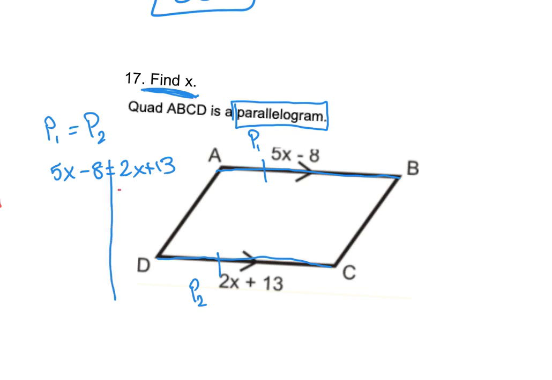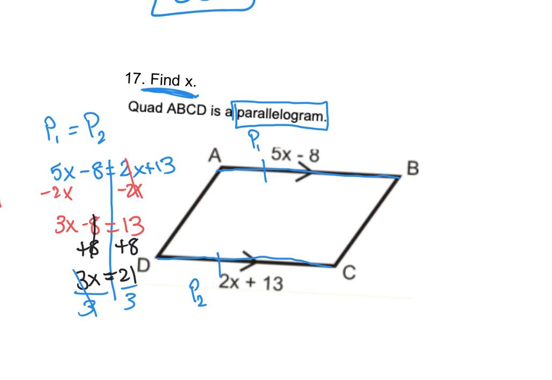I'm going to do minus 2x first. Minus 2x. So we're going to get 3x minus 8 equals 13. Go ahead and add 8 to both sides. Plus 8. So we get 3x equals 21, because 13 plus 8 is 21. And then last but not least, divide both sides by 3. By 3. We're going to get x equals 7.